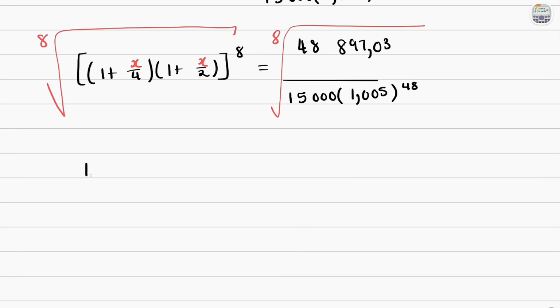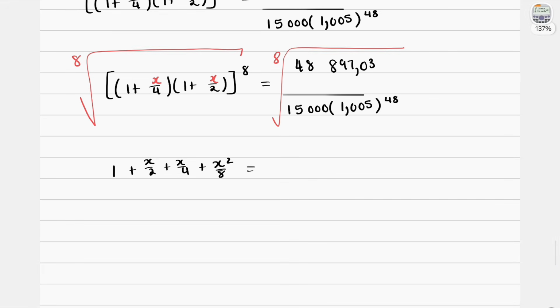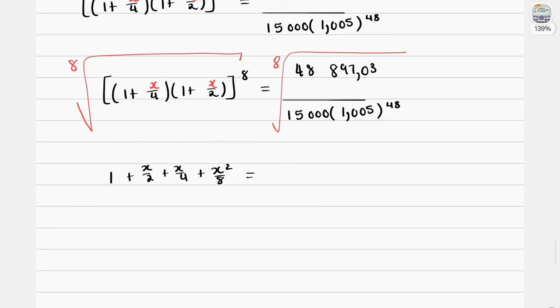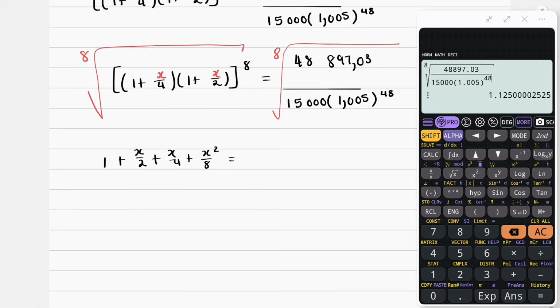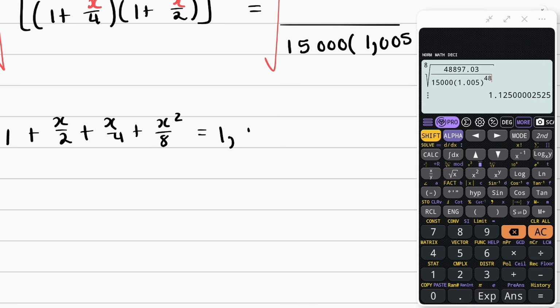So this is going to be 1 times 1 is 1, and then that's going to be an x over 2, and then an x over 4, and then they will give us x squared over 8 is equal to, and then all of that. Okay, at this point, it's safe to just find this answer because we're going to have a quadratic equation here. Okay, so this is 1.125 and then 0, 0, 0. So it really just rounds off to this. Okay, so let's just get this as a fraction. 1.125 as a fraction is 9 over 8.